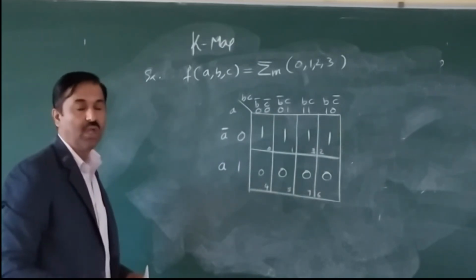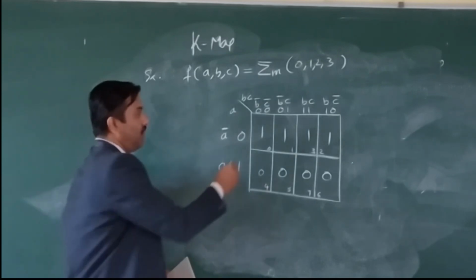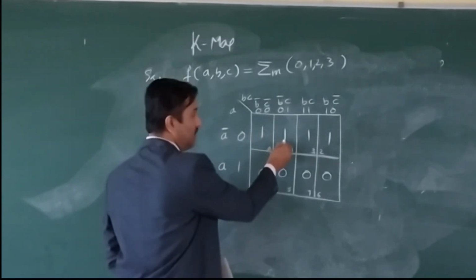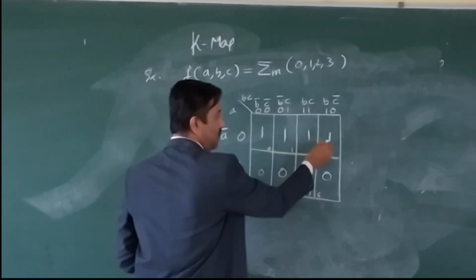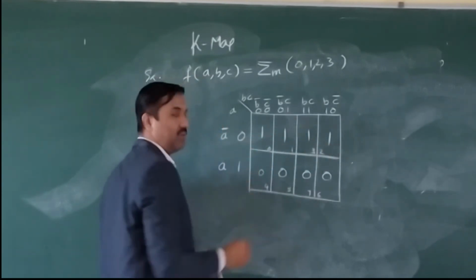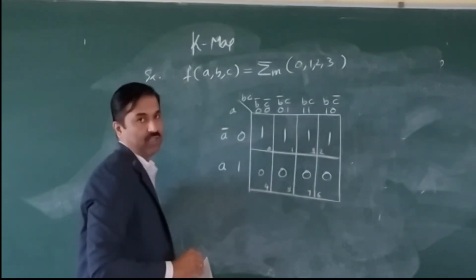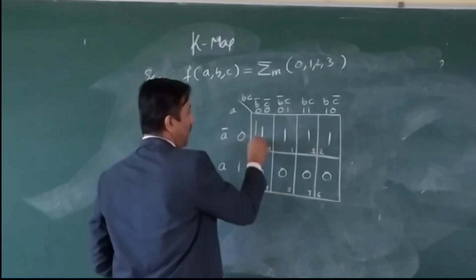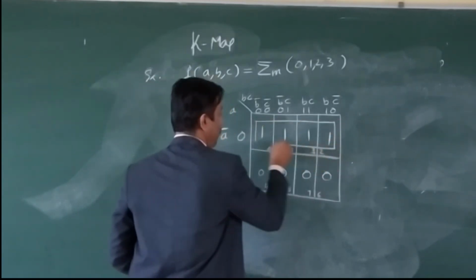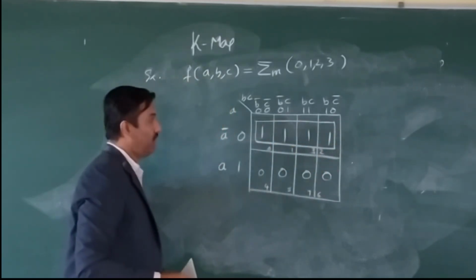Now what do I need to do? Group the ones. You can find this one is adjacent to this one, and this one is adjacent to this, and this one is adjacent to this. So all four ones are adjacent to each other, so I can group all four ones together.